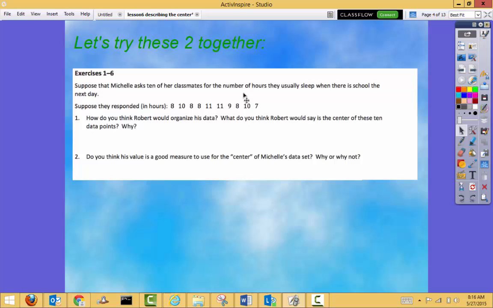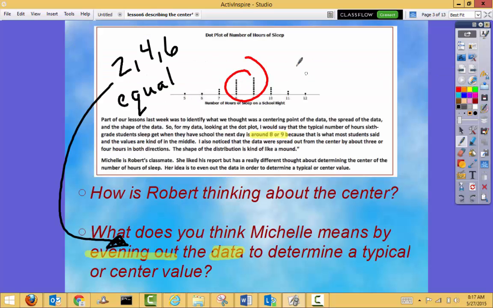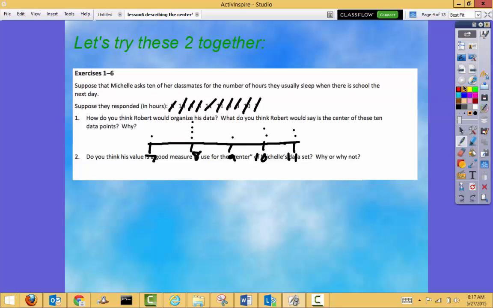How would Robert organize the data? What do you think Robert would say is the center of these data points and why? Well, Robert would probably organize his data as a dot plot. And so he's going to have a 7, 8, 9, 10, and 11. And he would have 1, 2, 3, 4, 1, 2, 1, 2, 1, and 1. So he would say, I'd organize it by a dot plot. Why? Well, that's how he did it for this problem. And what would he say the center is? Well, he'd probably say the center is 8 because that's where most of my data is. It's my highest point.